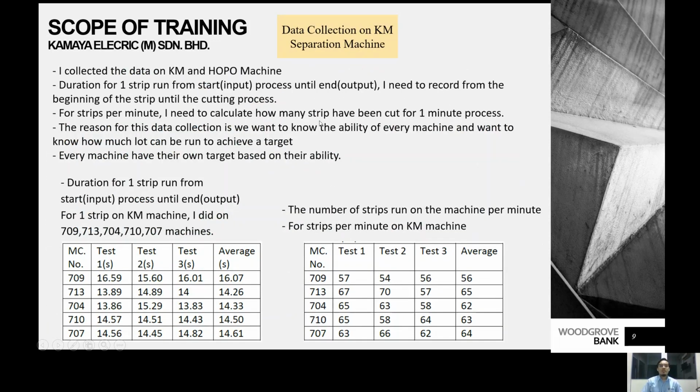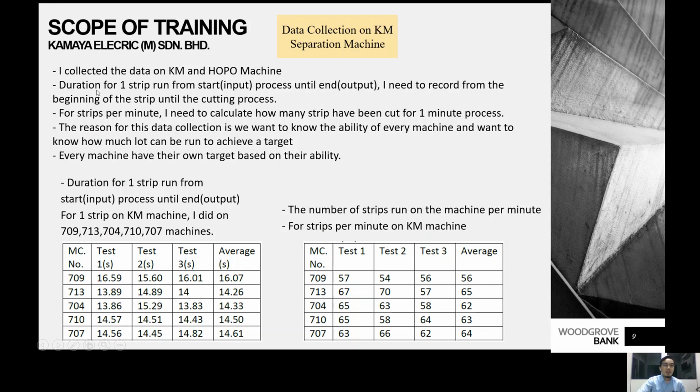Data collection on the KM separation machine. Why did I do this data collection? The reason is that we want to know the ability of every machine. If we want to achieve the target weekly and monthly, we need to know the ability of every machine. So with this data collection, we know we can get the result.